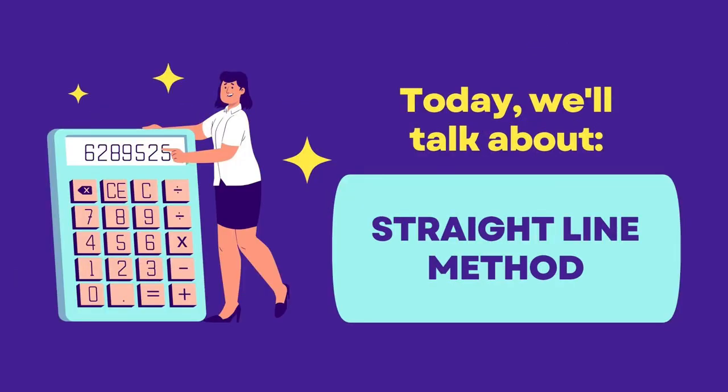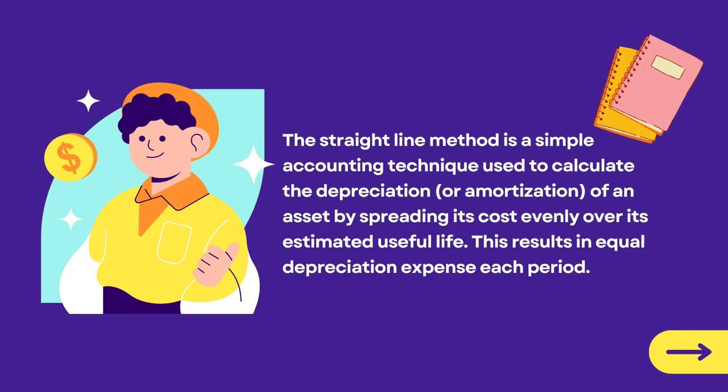Loyola, and today we'll be talking about a fundamental accounting technique, the straight line method of depreciation. The straight line method is a simple accounting technique used to calculate depreciation of an asset by spreading its cost evenly over its estimated useful life. This results in equal depreciation expense each period.